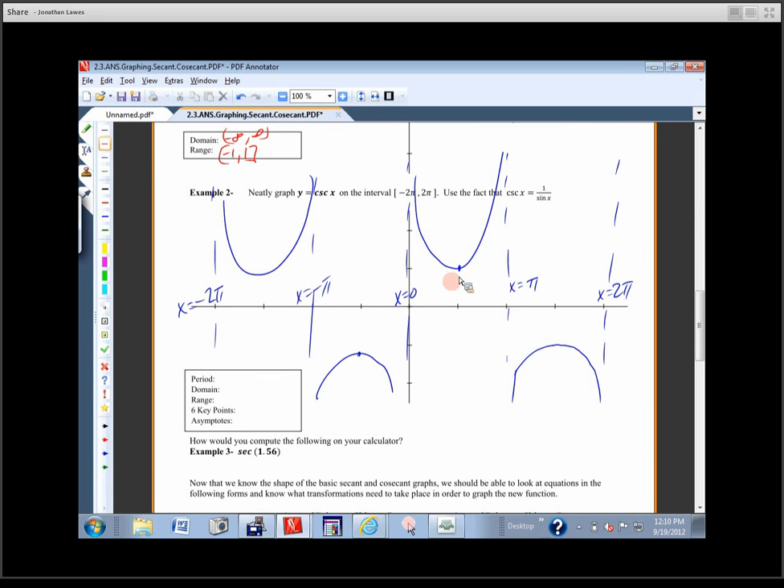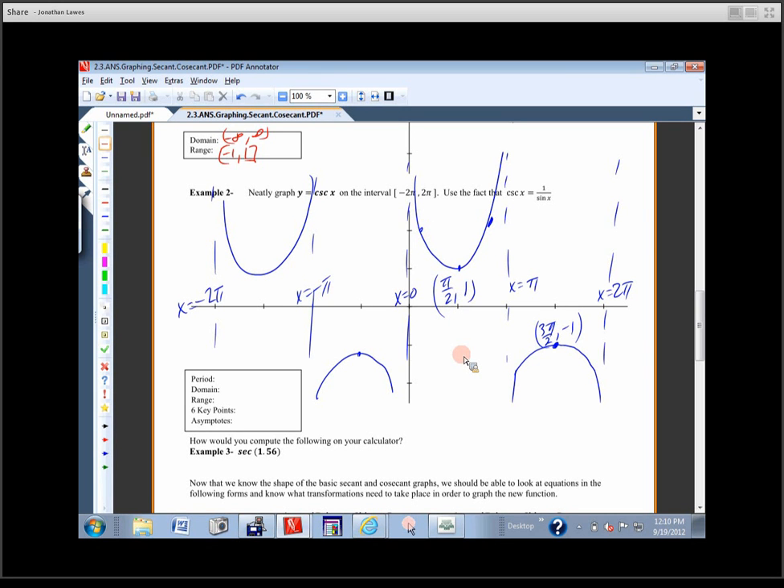This one right here would be at pi halves, comma, 1. This one, it's right in between pi and 2 pi, so that would be 3 pi halves, comma, negative 1. Now listen carefully. How far did we go on the secant graph to get to this other point right here? How far was it from the center?